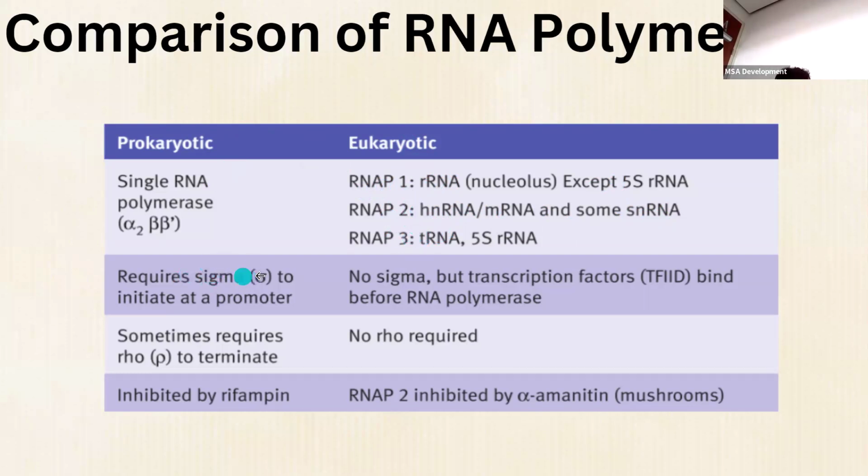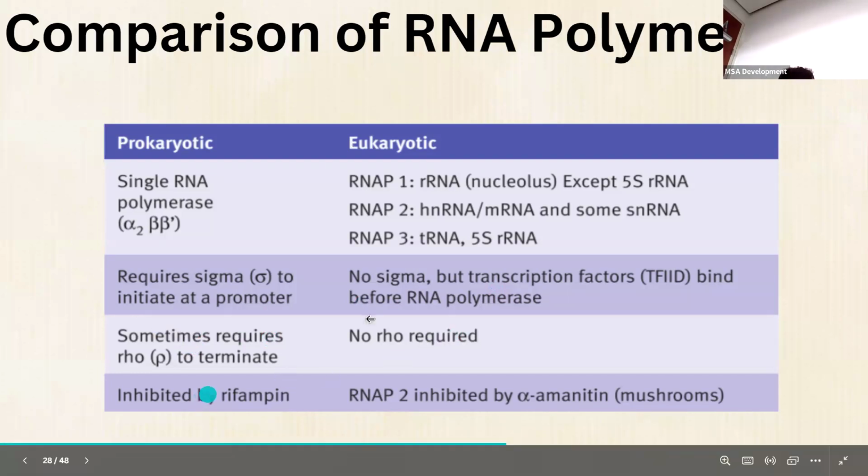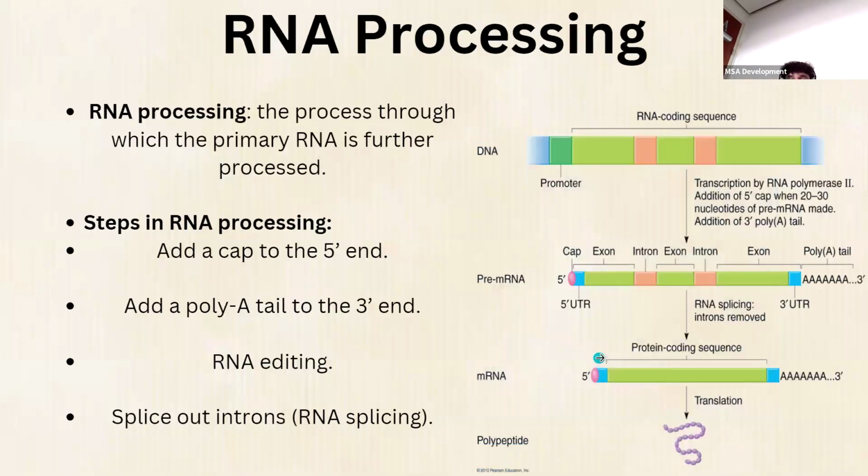Now, prokaryotes require sigma to initiate. Eukaryotes need transcription factors that bind to the RNA polymerase in order for it to start, okay? And prokaryotes require Rho factor. Eukaryotes do not. Prokaryotic is inhibited by rifampin. Eukaryotic is inhibited by alpha amanitin, okay? We're done with RNA transcription number 1. We're going to go into number 2, the more fun RNA transcription lecture, okay?